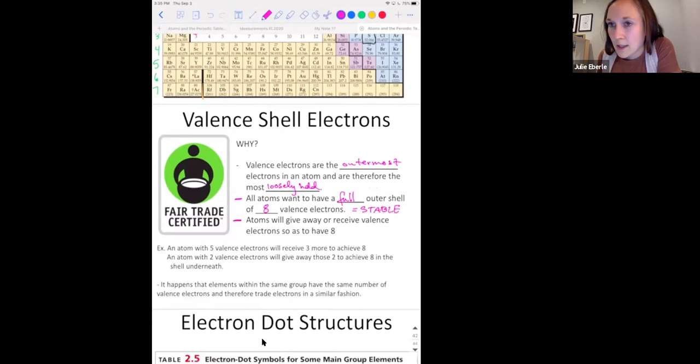Lastly, we're going to get more into this with chapter 3, but you need to know that because there's something stable about having a full outer shell, everybody secretly wants to be like a noble gas. All the other elements want to be like a noble gas, and so they will give away or receive valence electrons. These are the only electrons that an atom can trade. They give away or receive so as to have 8. Now let's talk through an example.